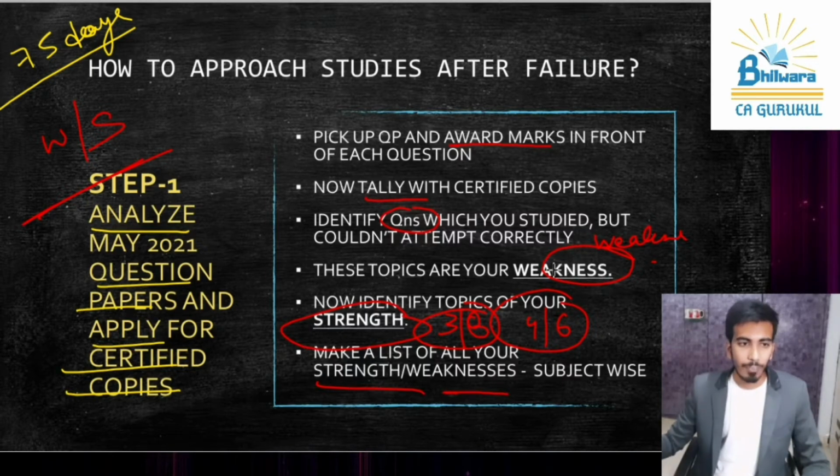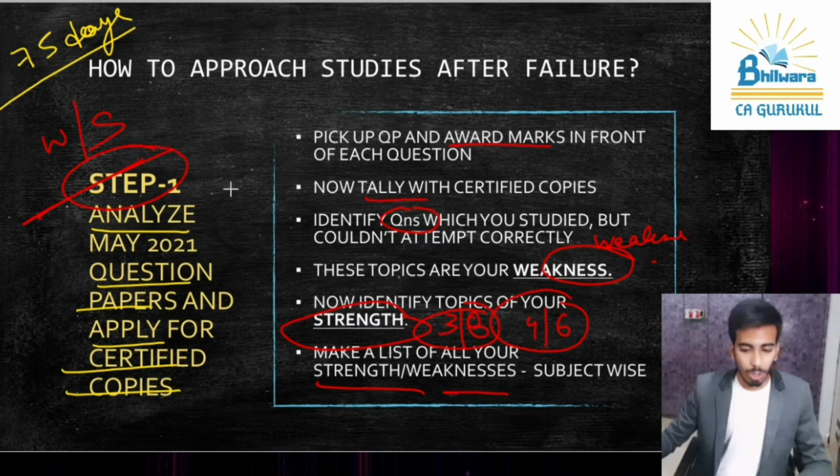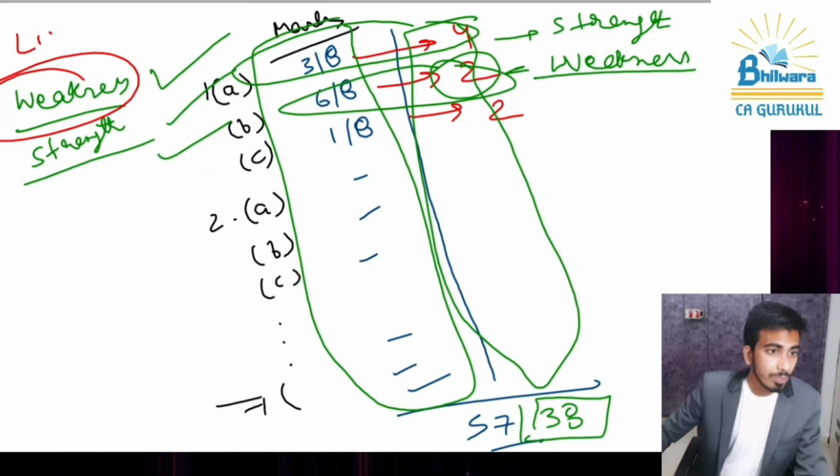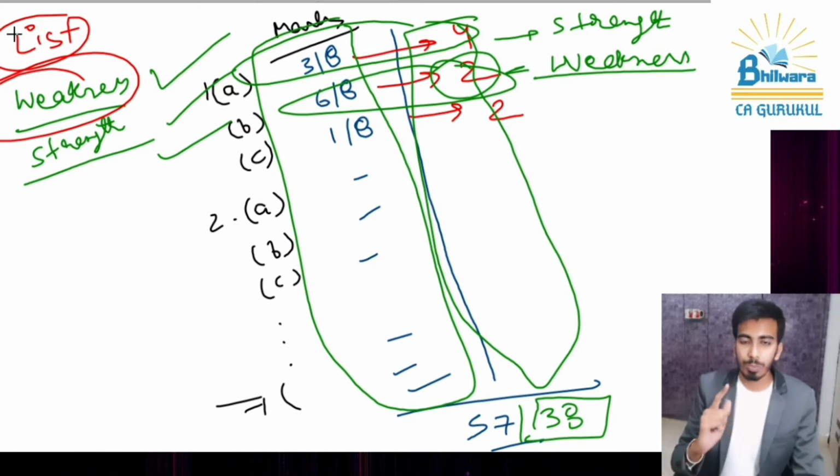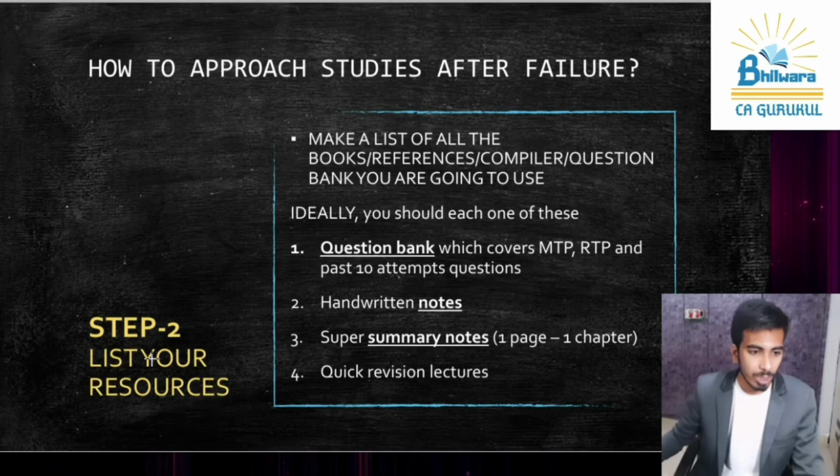Now after following step 1, we have a list of strengths and weaknesses. Okay, so this is our first deliverable: identifying our strengths and weaknesses, the first step. Now coming to step number 2: list your resources. This is the most important thing.